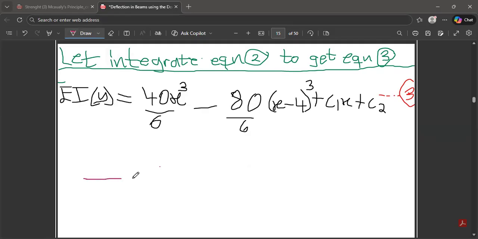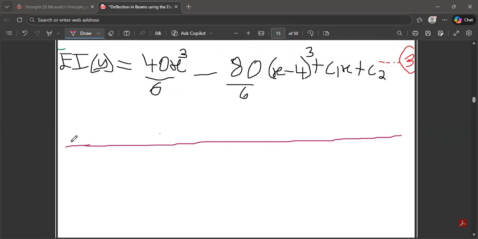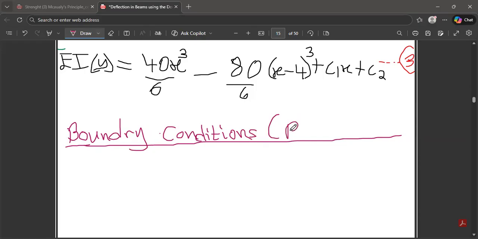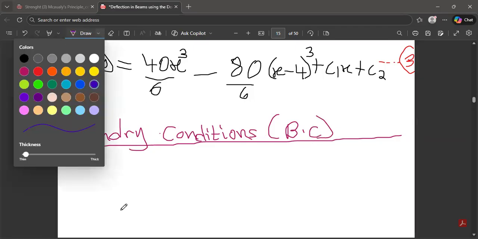Let's look at boundary conditions. So now we are coming to the boundary conditions, and they only occur at the supports. So these are our boundary conditions, boundary conditions in brackets, BC.